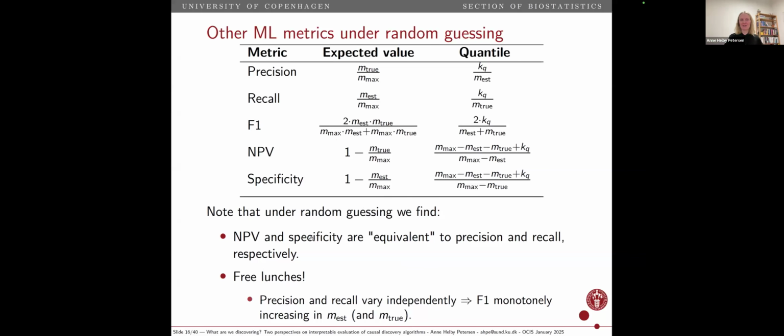Another thing you don't get to say very often is that there are actually free lunches here. And I think we should be very worried about that when we think about how we report causal discovery evaluations, because precision and recall vary independently. And that means that the F1 score, which is an average over them, or harmonic, I never know, anyway, will be increasing in either of them.